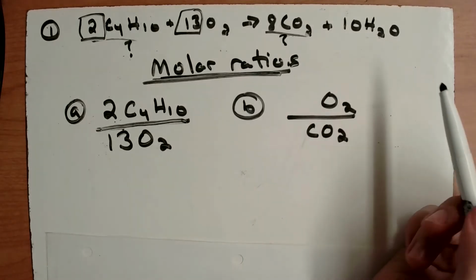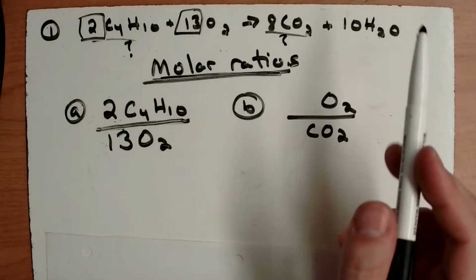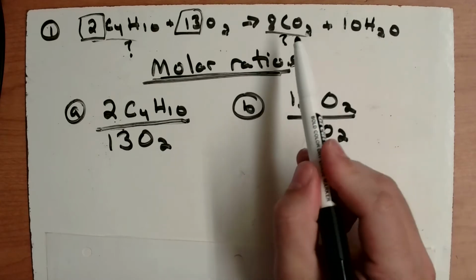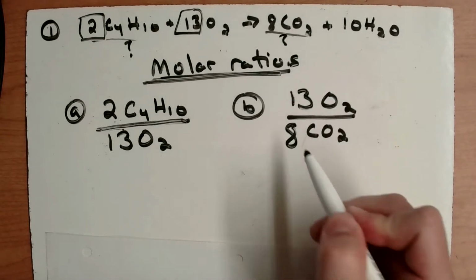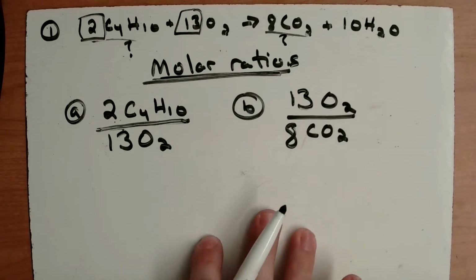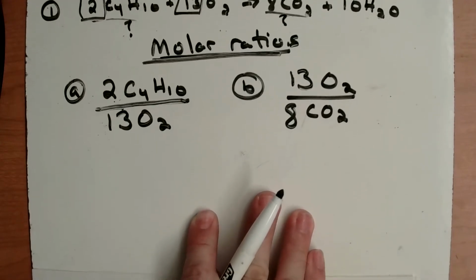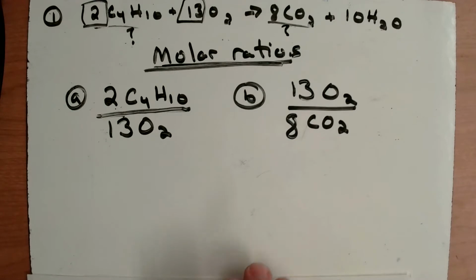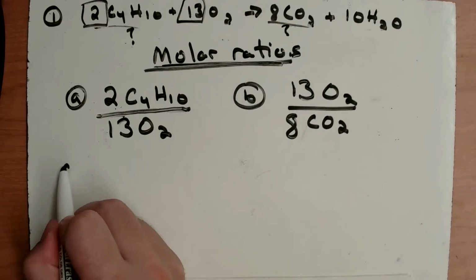Okay. The next one, letter B, is what is the molar ratio of O2 to CO2? So again, we look at the balanced chemical equation. It's 13 O2 for every 8 CO2. Okay, so take a second, pause the video for a second here, and go and try and do C, D, and E on your own. All right, I'm just going to keep going, but you should pause it and then give it a shot on your own here.